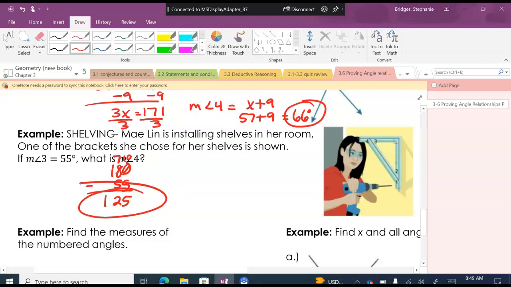Okay, if you're looking at your two pictures right here, 3 and 4 are a linear pair, which means they add up to be 180. They told me what 3 was, so I have to just subtract that to get angle 4. So far, so good? Sure. Okay.